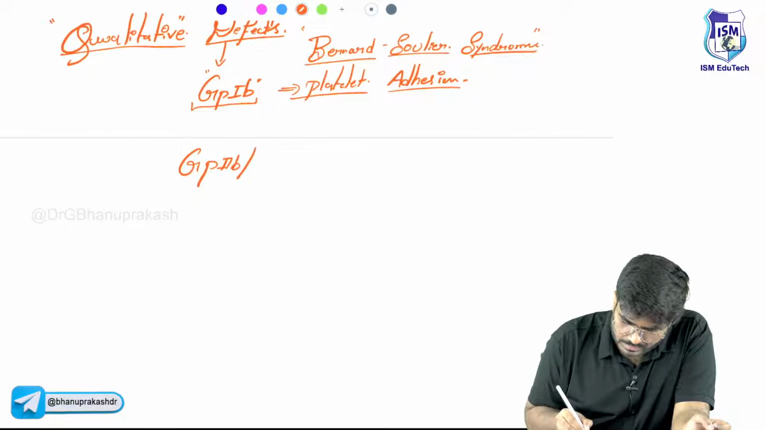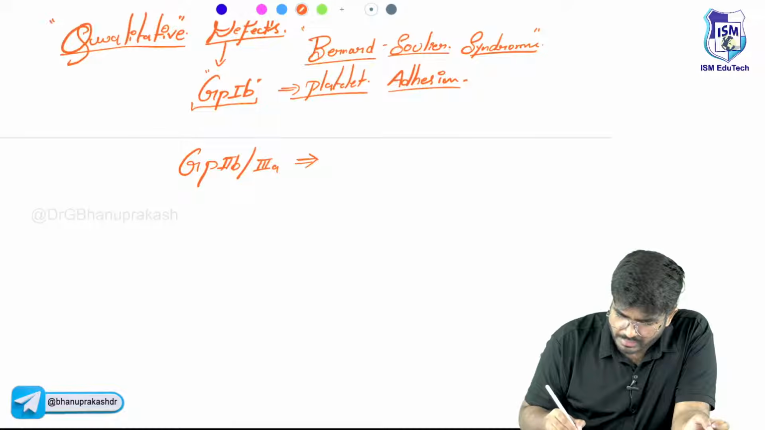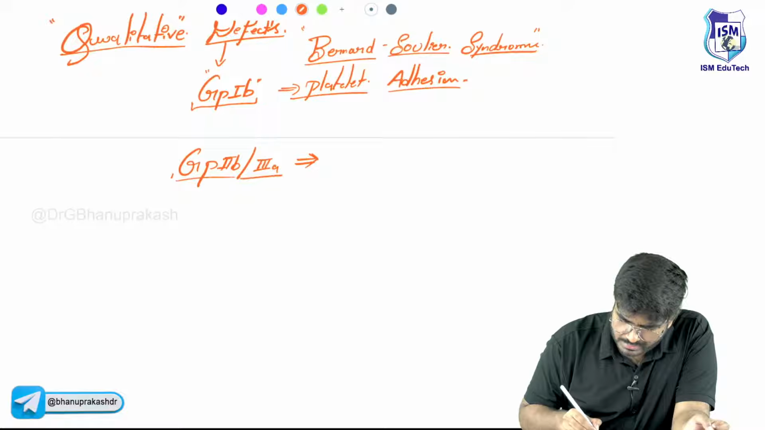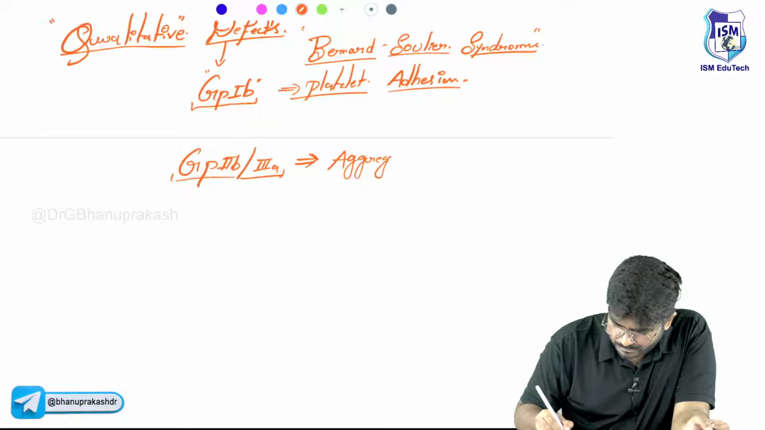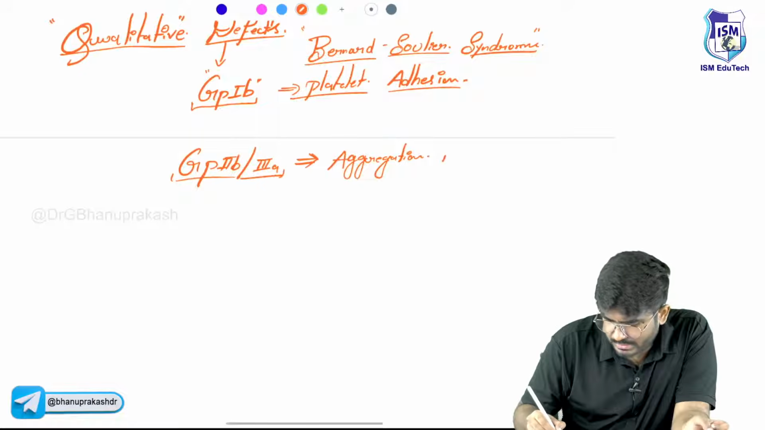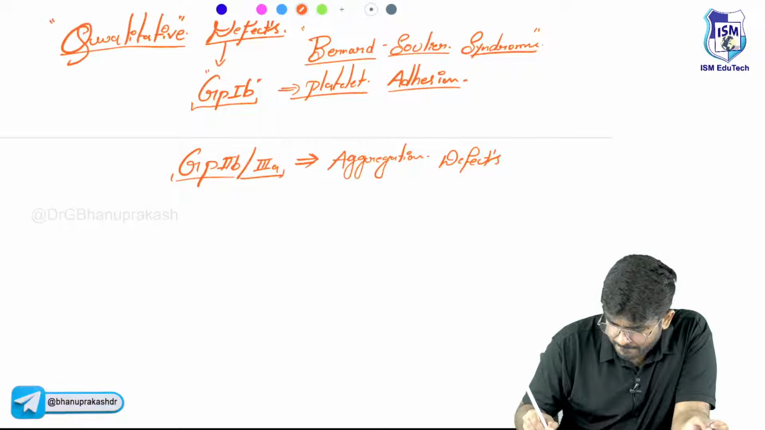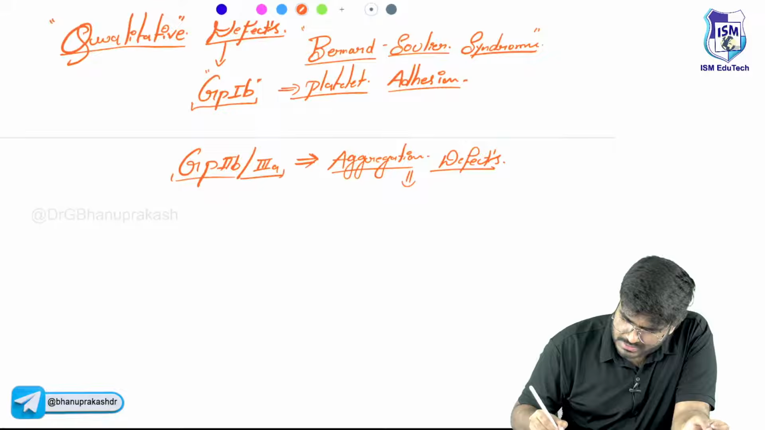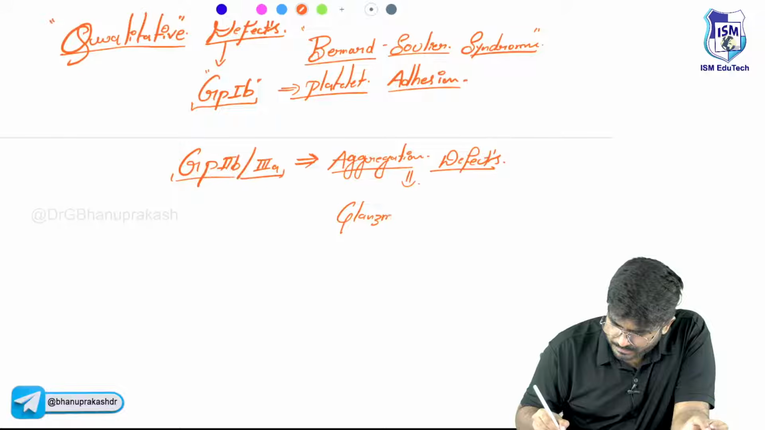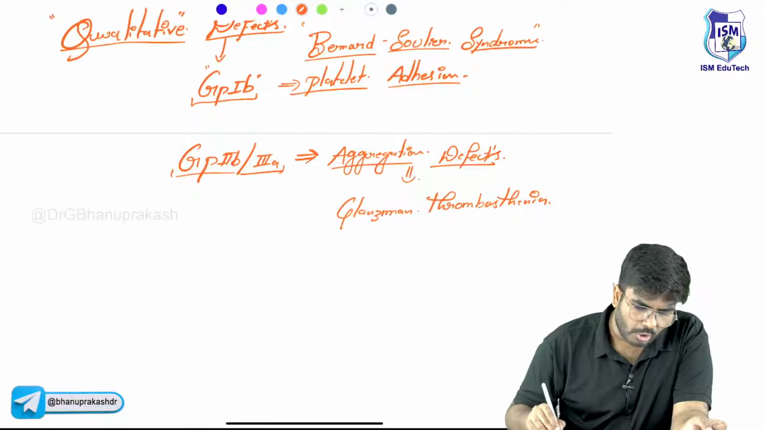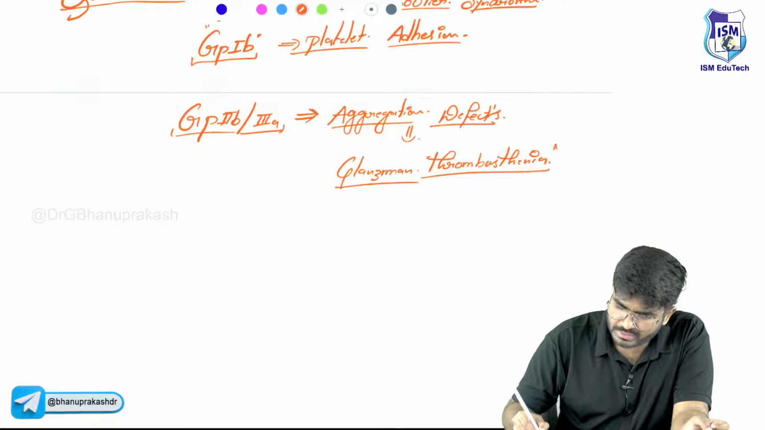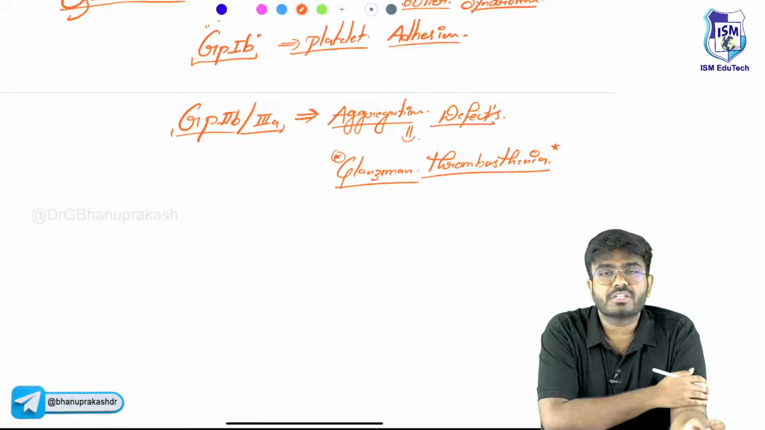Next, second thing is GP2B3A defect. So the quality of the platelets is not good because this is not there. When it is not there, then platelet aggregation problem, aggregation defect. So what is the name of this syndrome, sir? This is called Glanzmann's thrombasthenia. It is due to defect in GP2B3A where there is an aggregation defect.